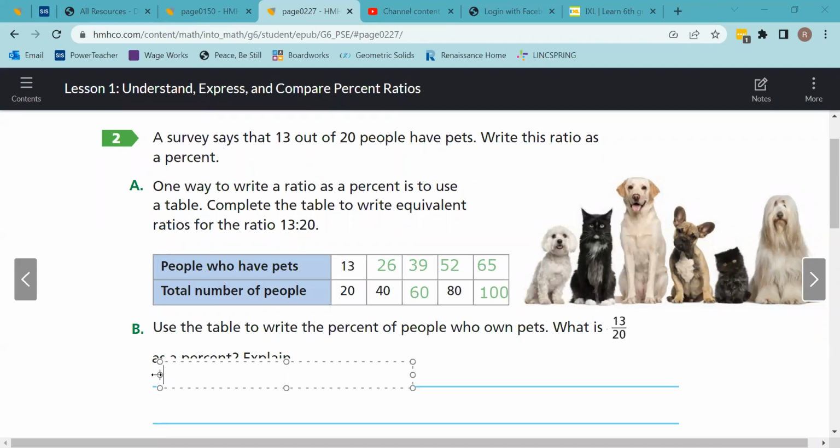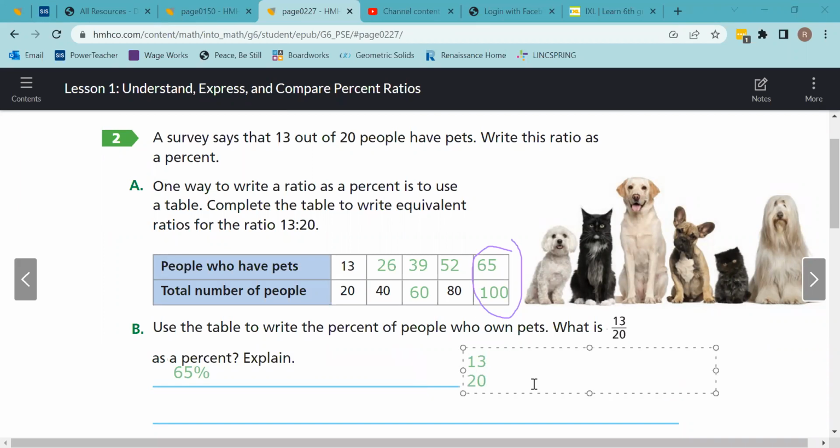Anyway, so I think if I did that correctly, what would the people who own pets, what would their percent be as 13 out of 20? Well, we have to look at our out of 100 total people option here, and it would be 65%. Okay, and I'm going to show you another way to do this. Okay, 13 out of 20 equals what out of 100? Okay, so just a different way.